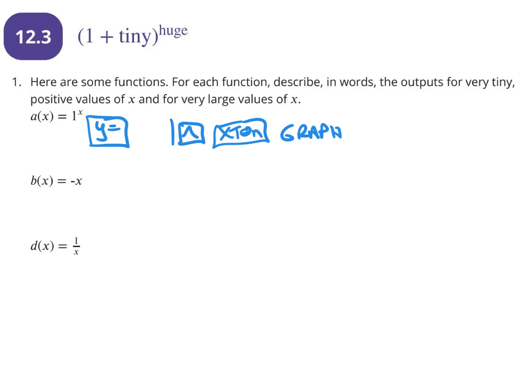Now, negative x. What negative x will do is go down from left to right when you graph it, when you hit those buttons. So let's draw the graph for this one. If this is x and this is y, then 1 to the x looks like that.